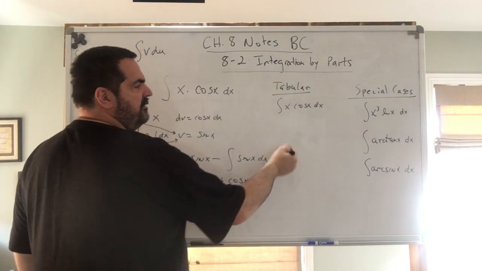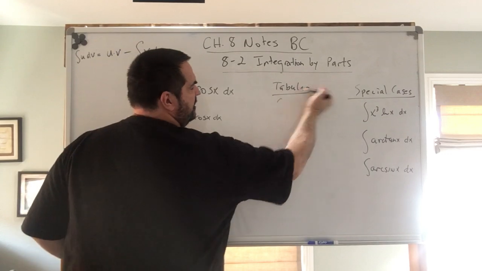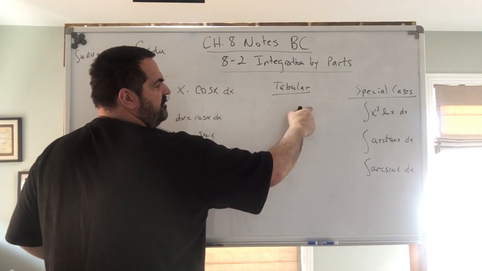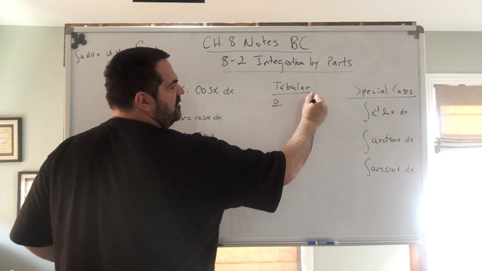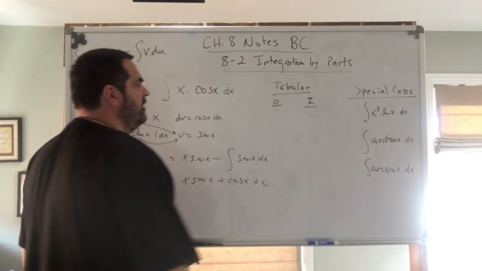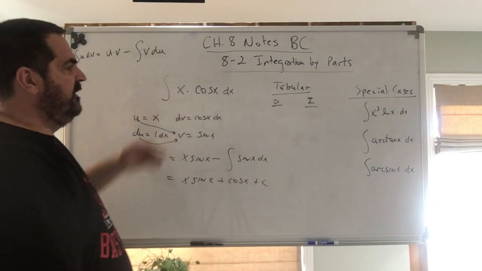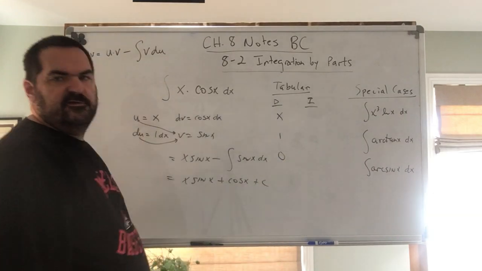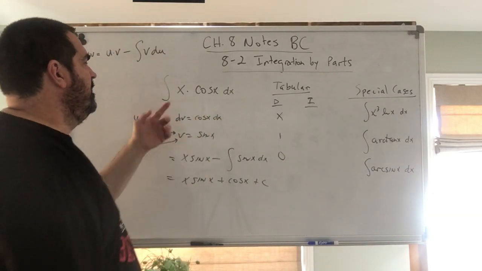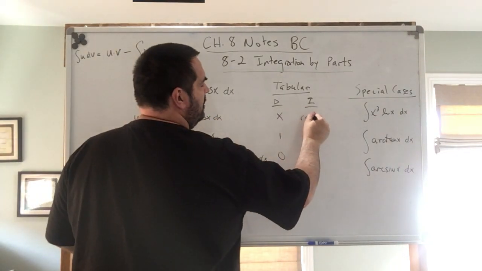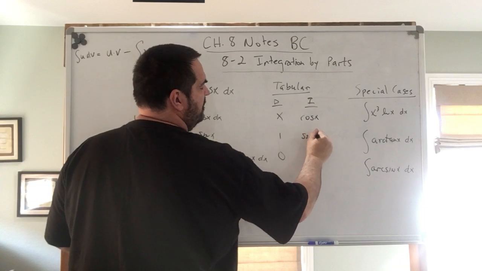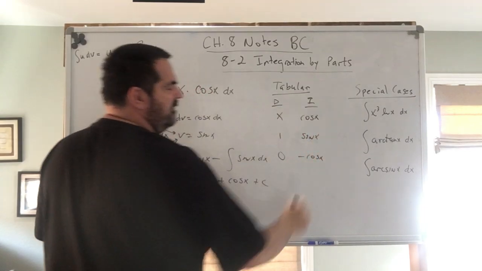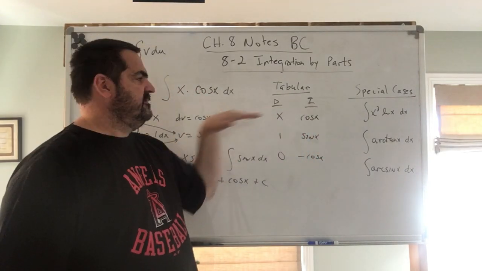Same question. If I'm going to do tabular, let me just erase that there. We make two columns. We take the derivative of this column and the integral of that column. The one that goes away, we take every derivative till it gets to 0. The derivative of x is 1 and then 0. The other one, we take its integrals, and we want the columns to be the same length.